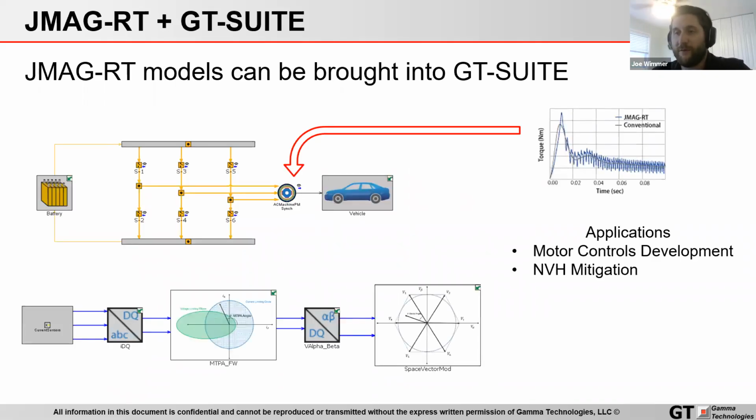One of the main ones is, of course, going to be the ability to import JMAG RT models into GT-Suite. And this has a number of applications, including being able to analyze the motor controls as well as noise, vibration, and harshness. So the motor controls and NVH in a system level simulation. So you can see how these things affect the entire system, not just the motor.